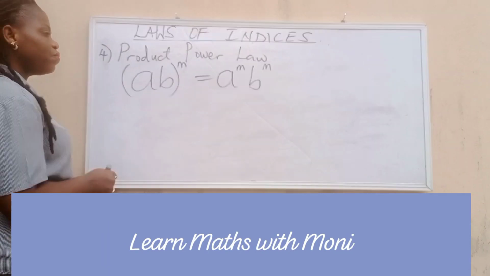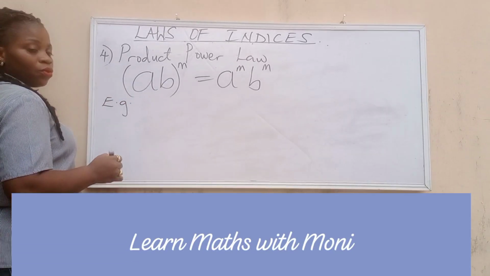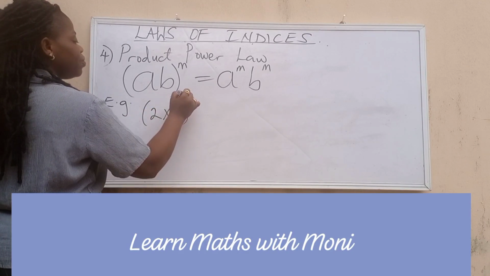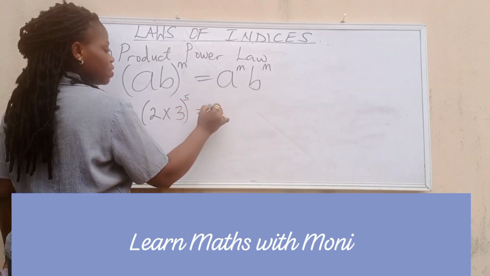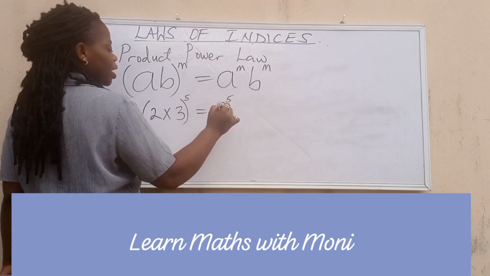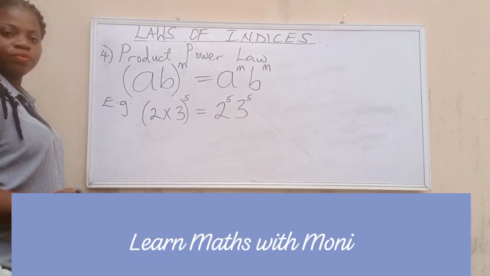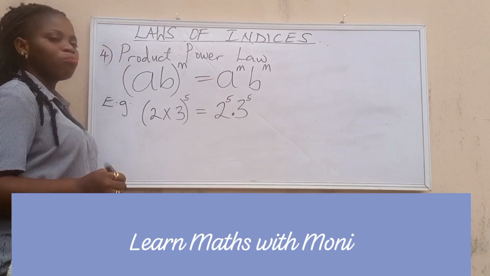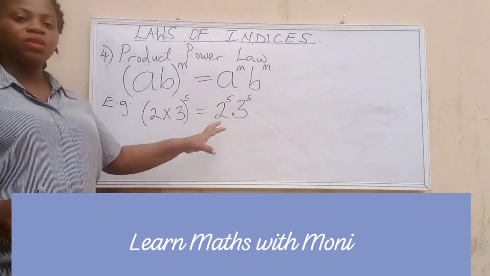It is possible for us to have a numerical example like this, where I have 2 times 3, everything raised to power 5. In this case, this means I have 2 raised to power 5 and 3 raised to power 5. That is what I have: 2 raised to power 5 multiplied by 3 raised to power 5. That is the meaning of this law.